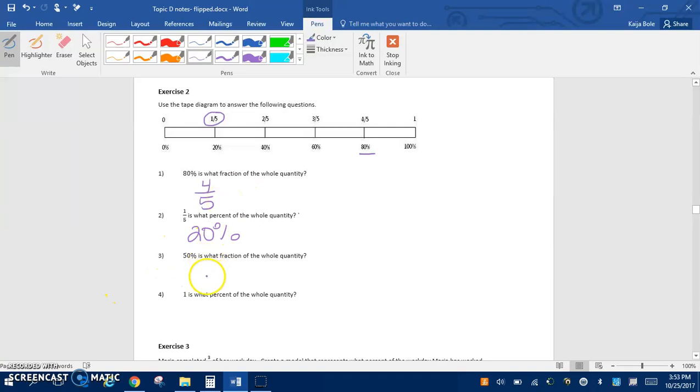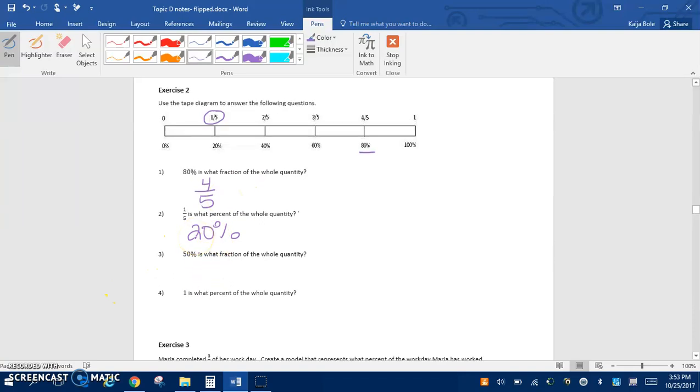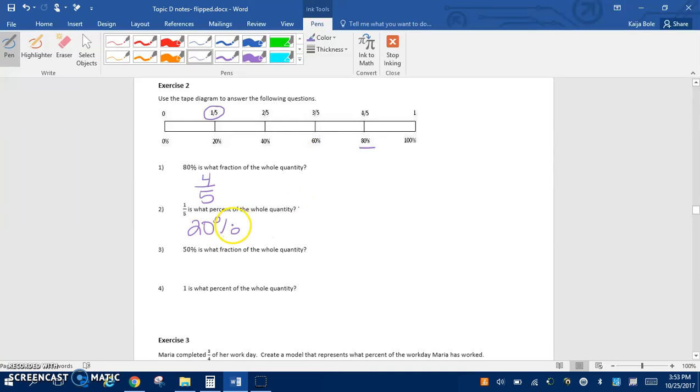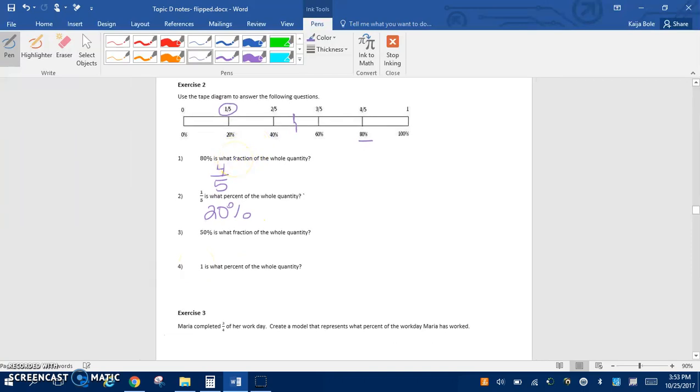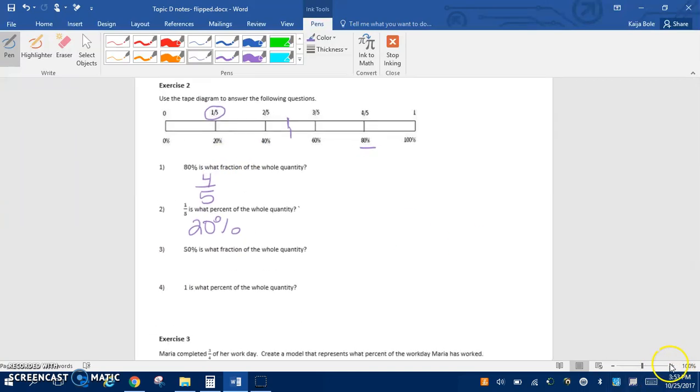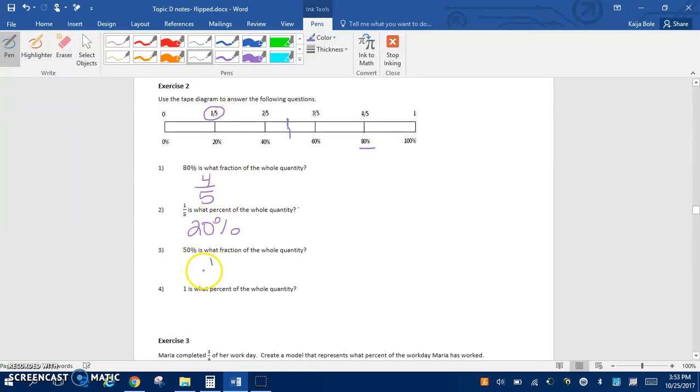Okay, number 3 says 50% is what fraction of the whole quantity? So we know 50% out of 100, if we think about that, 50% up here on the bottom would be right smack dab in the middle. So if we're looking up here, we're looking in between 2/5 and 3/5. We don't really want to say 2.5/5. We don't want decimals and fractions. But what is 50% of 100 anyways? If you think about it, isn't 50% half of 100? So the fraction here would just be 1/2.